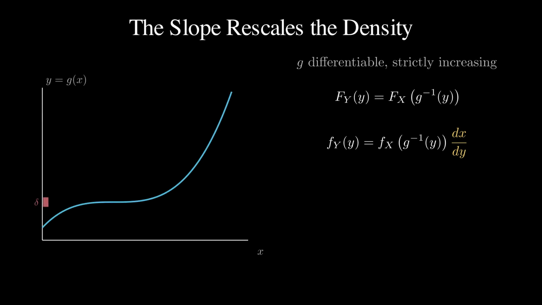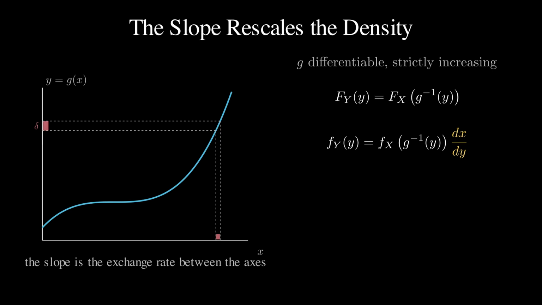Take a thin strip of width delta on the y-axis and pull it back through the curve. Where the slope is shallow, the strip pulls back to a wide interval of x values, so plenty of probability funnels into that band of y. Where the slope is steep, the same strip pulls back to a narrow interval, and hardly any probability lands there. The derivative is the exchange rate between the two axes. Probability is conserved, so the density must be rescaled by exactly how much the map stretches the axis.